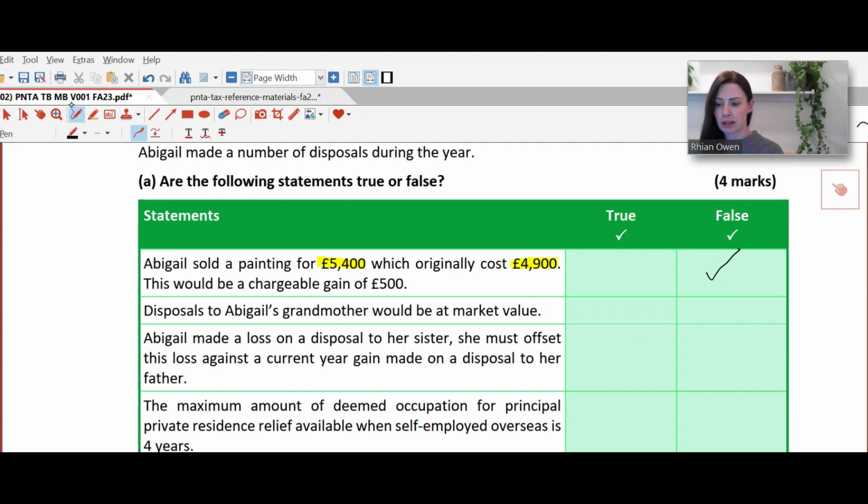The next one, disposals to Abigail's grandmother would be at market value. This one is true because the grandmother would be seen to be a connected person.